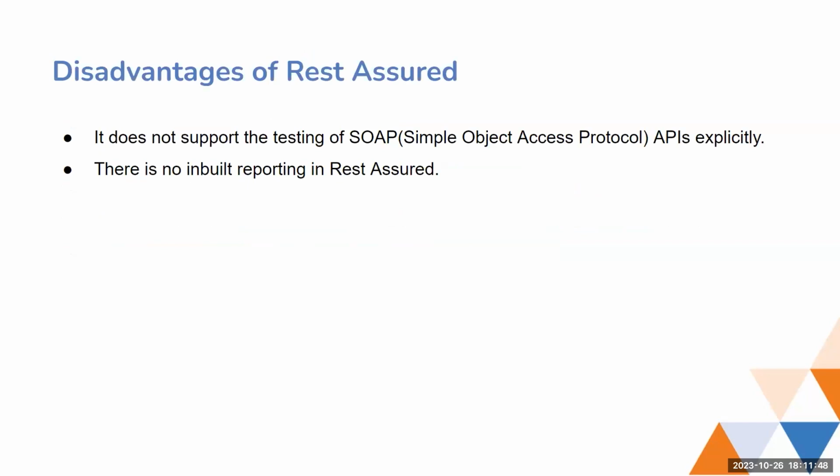The disadvantages of REST Assured are that it cannot be used to test SOAP APIs explicitly, but SOAP APIs are generally not used nowadays for developing most software. And then there is no inbuilt reporting for REST Assured, so we have to write a little extra code for Extent Report to generate the report.